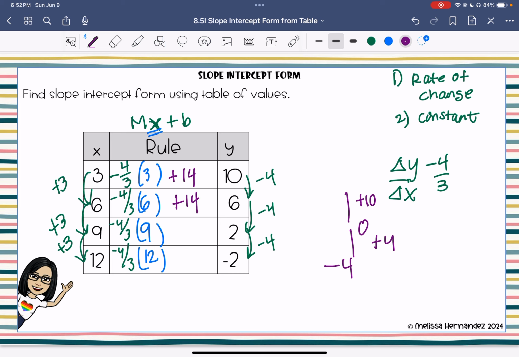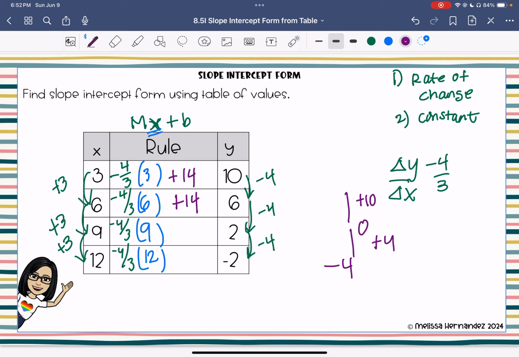And the next one is negative 4/3 times 9. So that simplifies to negative 12. How does negative 12 become 2? Well, you add 14 and that would equal 2. The last one is negative 4/3 times 12. So that's negative 16 it simplifies to. And then negative 16 plus 14 will give me negative 2. So now we found y equals mx plus b, which is negative 4 over 3x plus 14. Okay, so we're going to go to the next example.